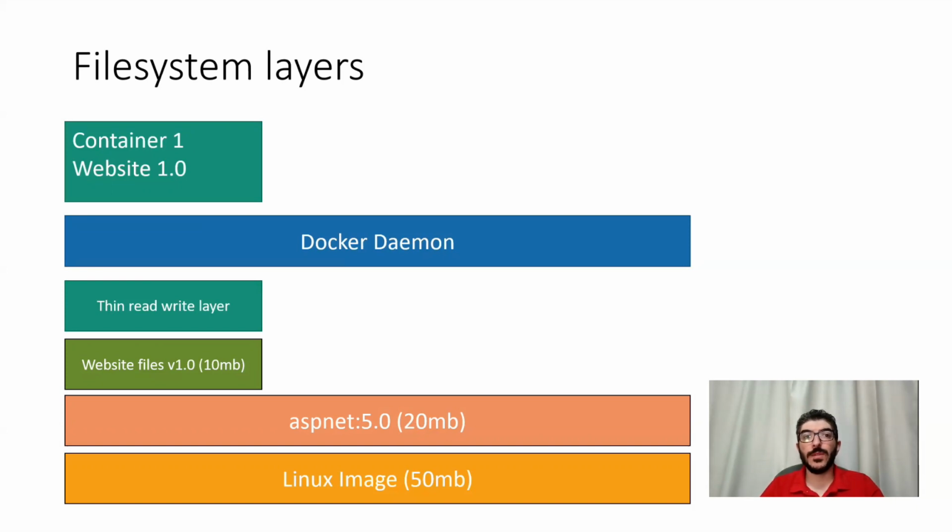Let's say I need to start container 2. And for container 2, I created version 1.1 of my website files. This is a new version of the files that takes another 10 megabytes of space. But as you can see, they are using the same layers below. So I will not duplicate the 20 megabytes for ASP.NET. I will not duplicate the 50 megabytes of Linux image. And in this case, I'm only creating an extra 10 megabyte layer.